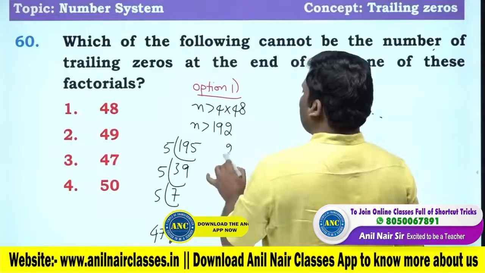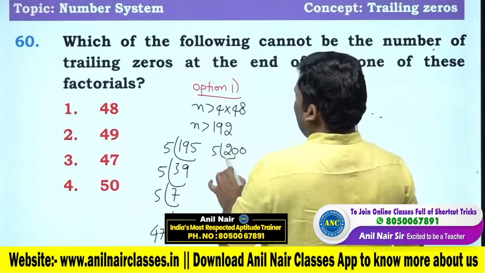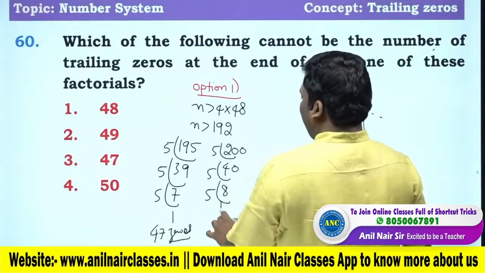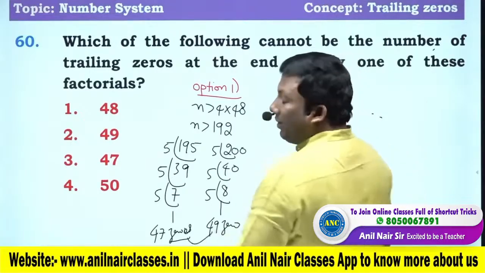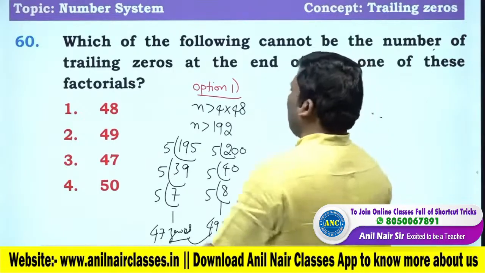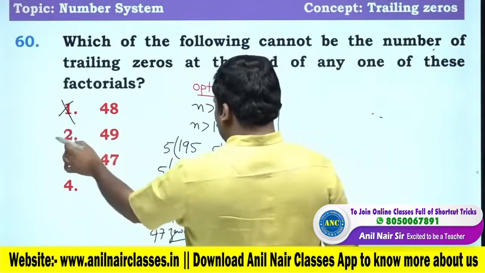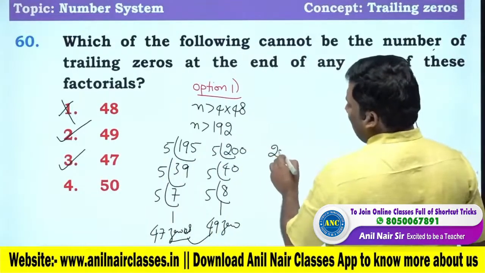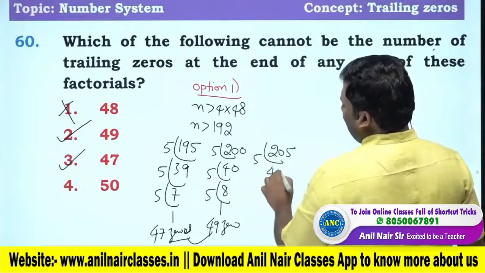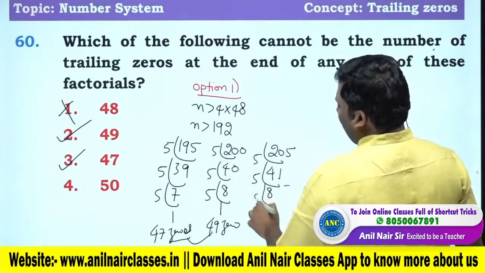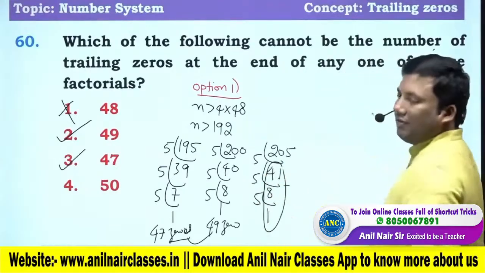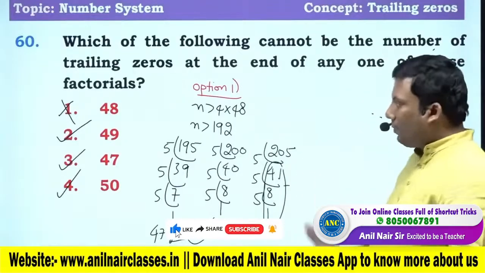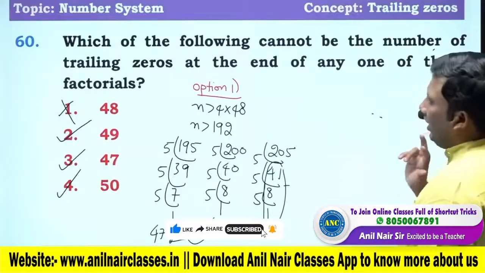47 zeros. Next multiple, it will be 40, 8 and 1. 40 plus 8 plus 1, 49 zeros are there. Am I getting 48 zeros anywhere? No, it is not possible. 49 is possible, 47 is possible. If I take the next multiple, 205: 41, 8, and 1. 49 plus 1, 50. All these three are possible. First option, it is not possible. I hope the idea is clear.